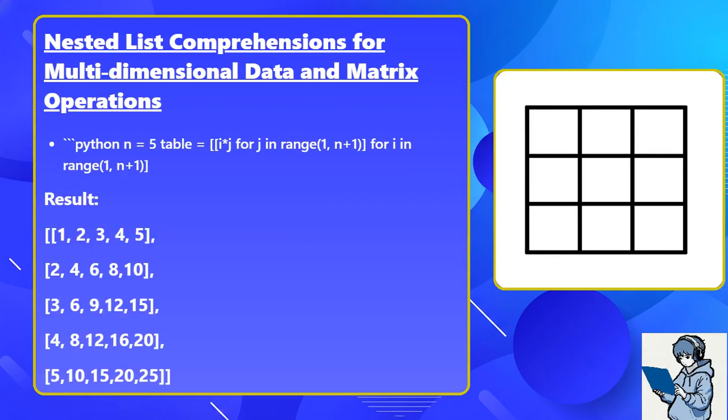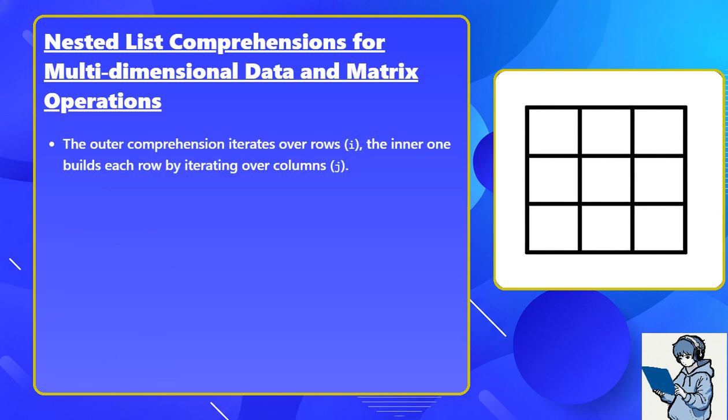table = [i * j for j in range(1, n + 1)] for i in range(1, n + 1)]. The result is a 5 by 5 multiplication table. First row 1, 2, 3, 4, 5, second row 2, 4, 6, 8, 10, third row 3, 6, 9, 12, 15, fourth row 4, 8, 12, 16, 20, fifth row 5, 10, 15, 20, 25. The outer comprehension iterates over rows. The inner one builds each row by iterating over columns, j.